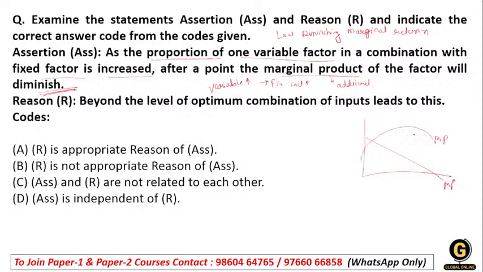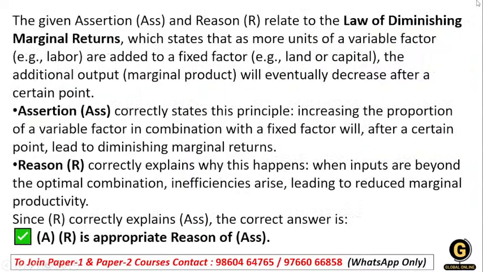So here they are increasing but at a diminishing rate, okay, this is the way. Now the reason is given: beyond the level of optimum combination, the input leads to this. So is this true? Yes. The reason is also correct, because up to a certain point we get satisfaction, beyond that point our satisfaction is going to be negative or diminishing, okay. So that's why both statements are correct over here.